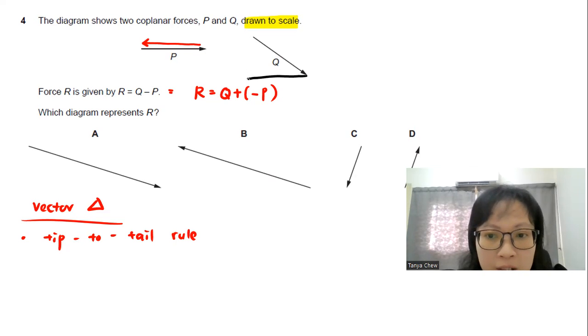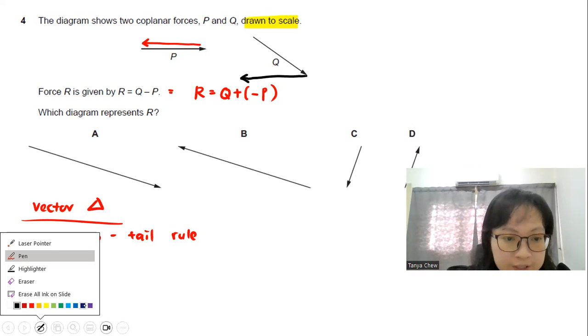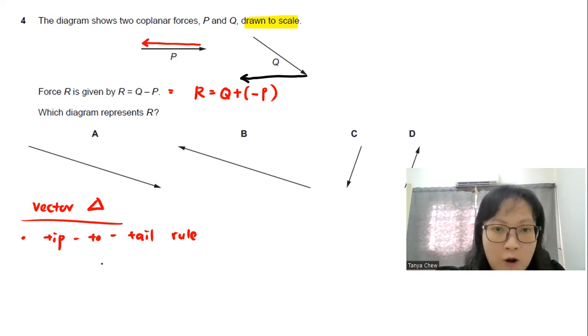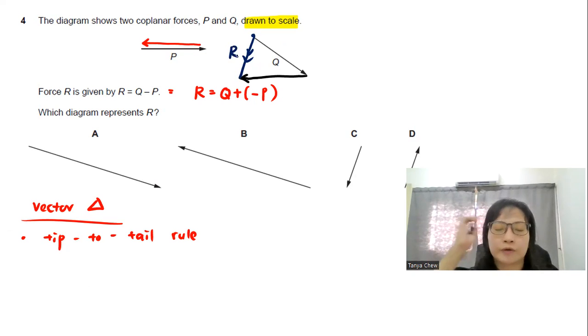continue by the tail of P. And you have to draw to scale as well. You can use your ruler to measure. And the resultant vector will be from the vector that you started to draw first and join to the second vector. So this is what we call our resultant vector. The answer is C.